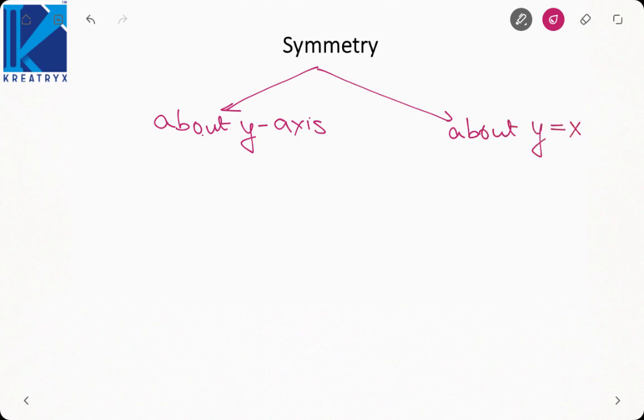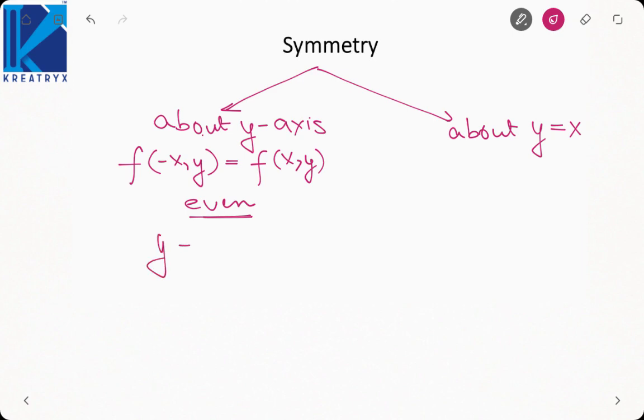Now if the function is symmetric about y-axis, then function of minus x comma y should be same as function of x comma y. That is the basic criterion of even function, that you can replace x by minus x. Because if it is symmetric about y-axis, it means the function is even. Example, y is equal to x square minus 4. In that case, if you take minus x, it will be x square minus 4. So it is not affected.